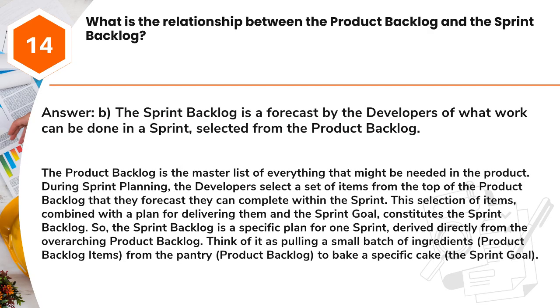Answer: B. The sprint backlog is a forecast by the developers of what work can be done in a sprint, selected from the product backlog. The product backlog is the master list of everything that might be needed in the product. During sprint planning, the developers select a set of items from the top of the product backlog that they forecast they can complete within the sprint. This selection of items, combined with a plan for delivering them and the sprint goal, constitutes the sprint backlog. So, the sprint backlog is a specific plan for one sprint, derived directly from the overarching product backlog.